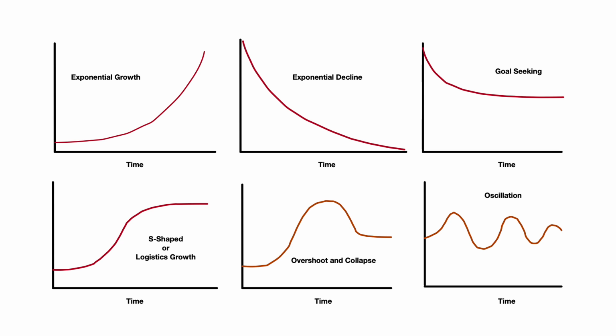There's exponential growth, exponential decline, goal seeking, S-shaped or logistic growth, overshoot and collapse, and oscillation. And the argument is that these behavior modes will show up in the actual data. It may not be identical. It may be a combination of these different behavior modes that you're observing in your data.